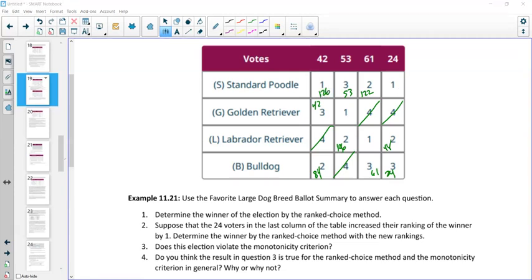126, 159, 183, 72. Then we add our Borda scores up. And I get 373, 201, 337, 169. So it looks like Standard Poodle wins by Borda count.